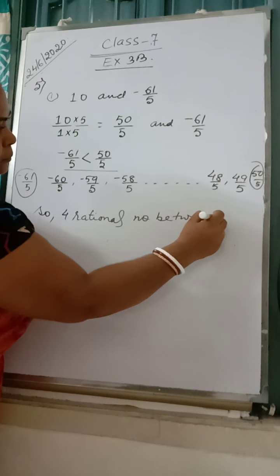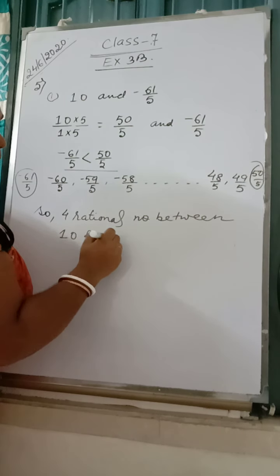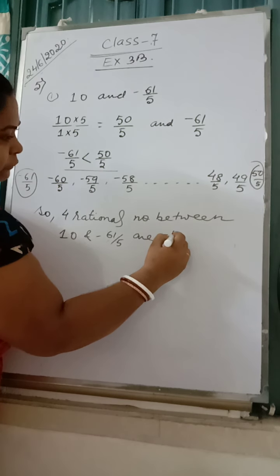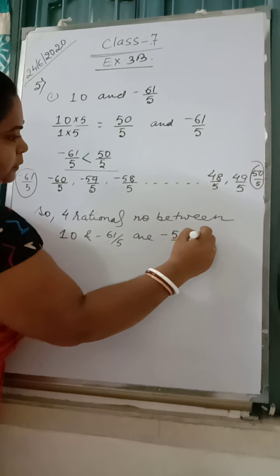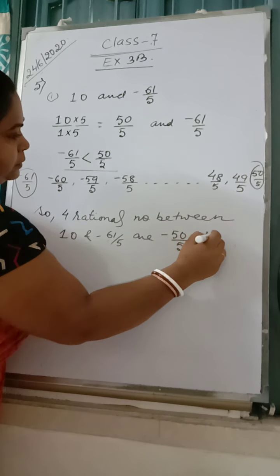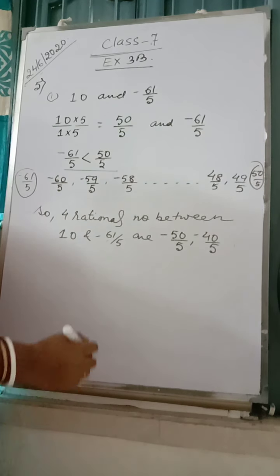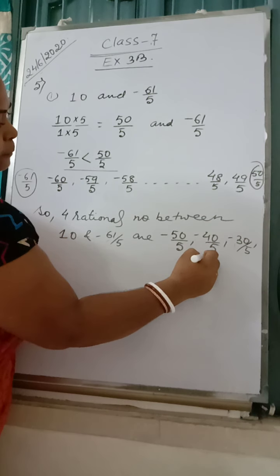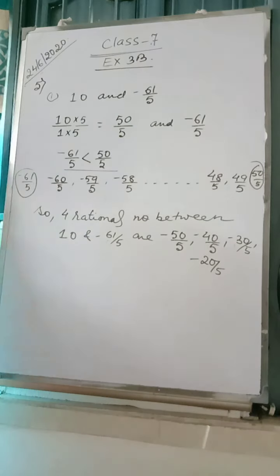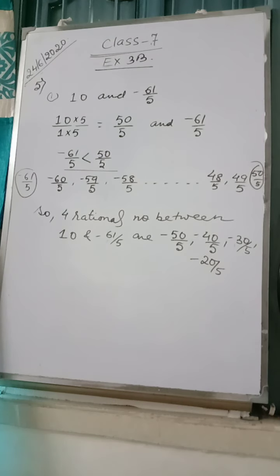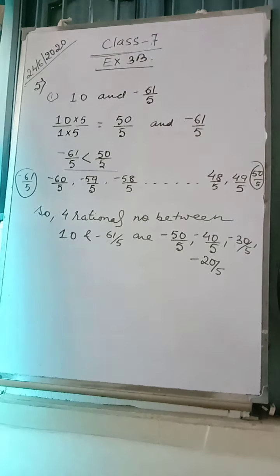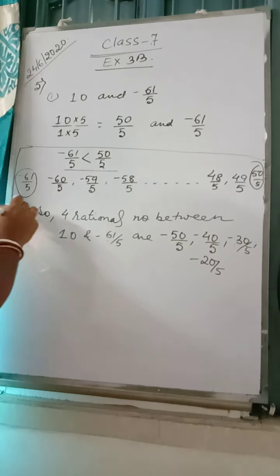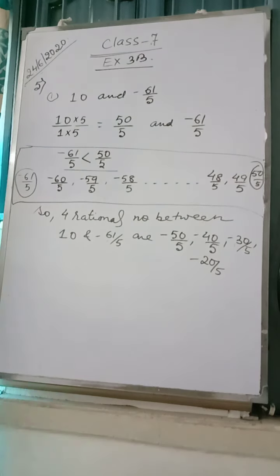between 10 and minus 61 by 5 are minus 50 by 5, minus 40 by 5, minus 30 by 5 and minus 20 by 5. Anything you can take, it does not matter. It's up to you what you are going to take. If you want to write this portion, you can, but it is not necessary. To make you understand, I have written. You can also write, it does not matter.